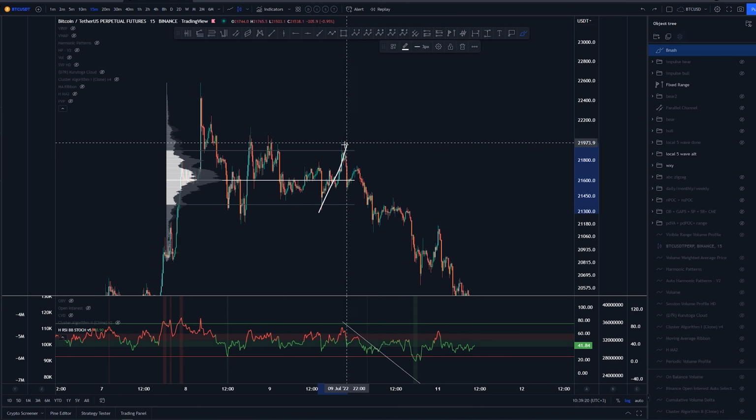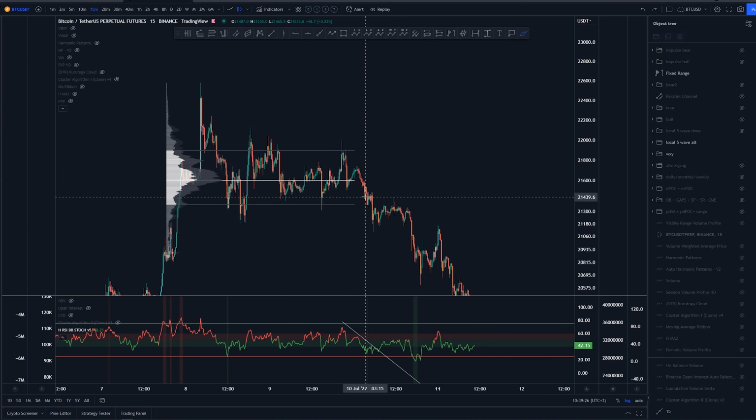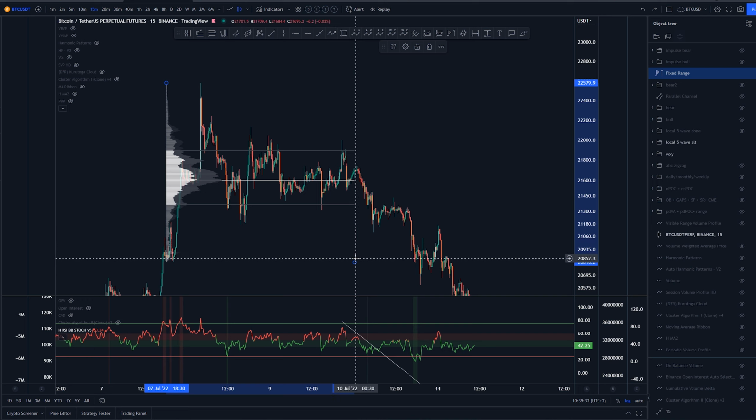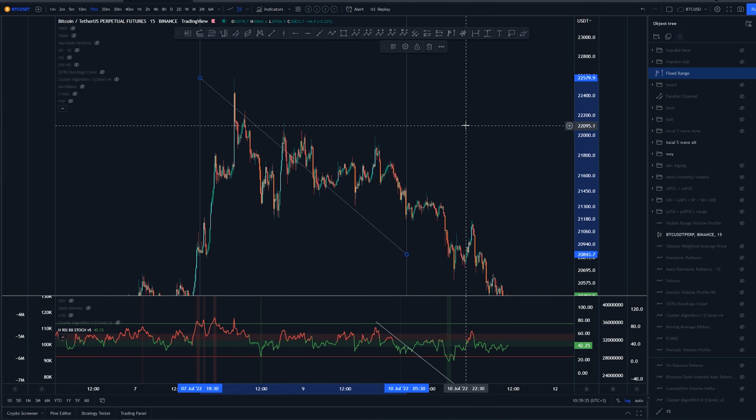Again, I took profits up here, moved my stop loss to break even on the long setup, got stopped out here, and then I still have the short from here going downwards. I took profits down here again where we had this range value area low.